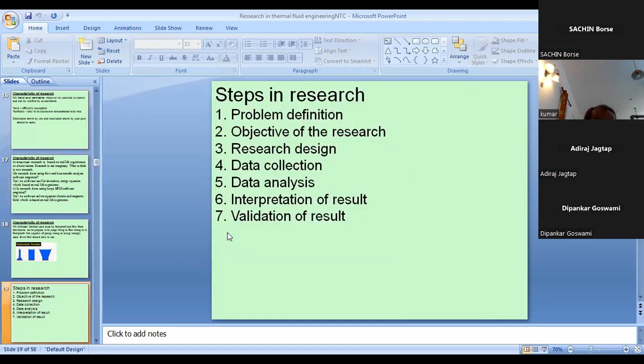Now we'll start today's lecture at this point. That is the steps in the research. Steps in the research.